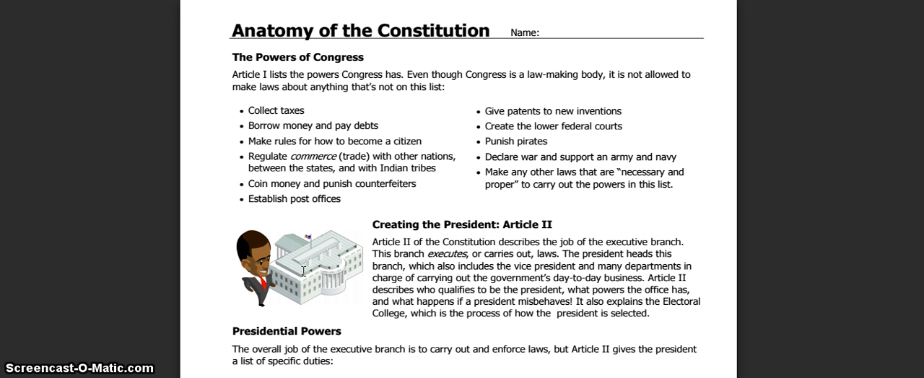Creating the President, Article 2. Article 2 of the Constitution describes the job of the executive branch. This branch executes or carries out the laws. The President heads this branch, which also includes the Vice President and many departments in charge of carrying out the government's day-to-day business. Article 2 describes who qualifies to be president, what powers the office has, and what happens if a president misbehaves. It also explains the Electoral College, which is the process of how the president is selected.